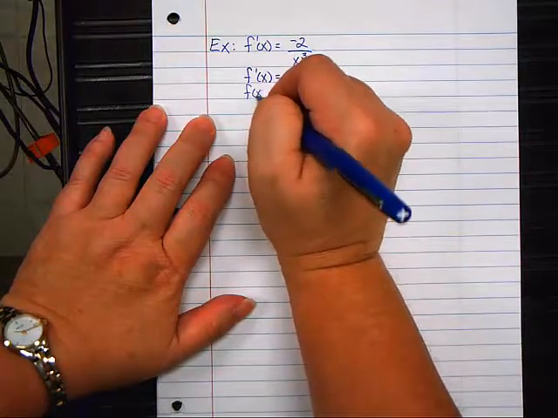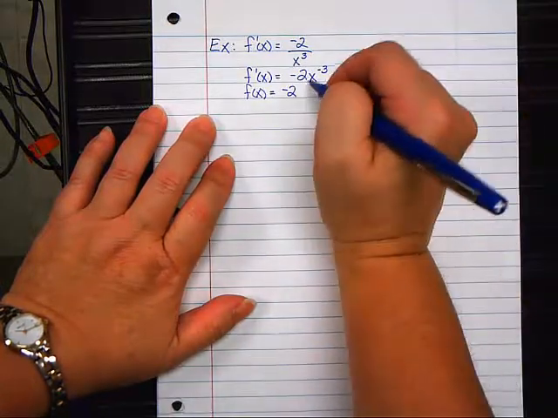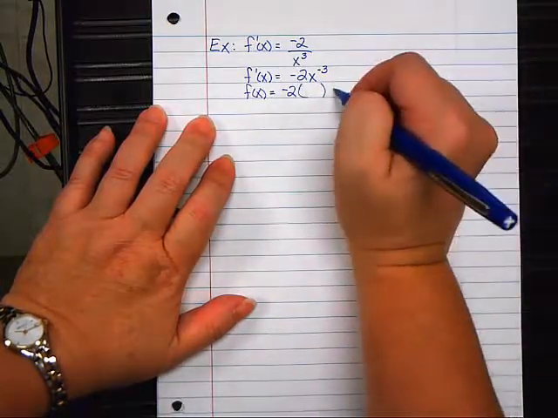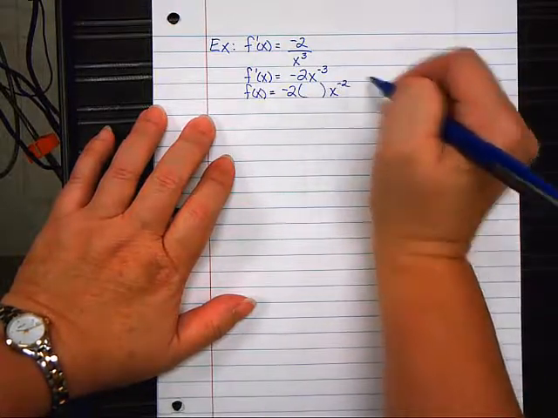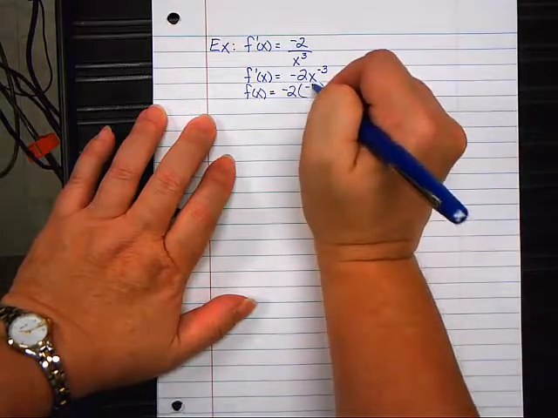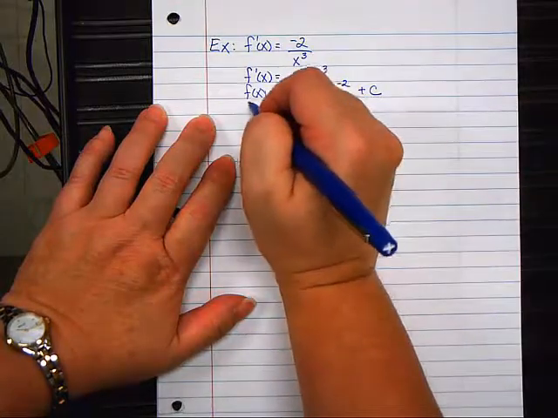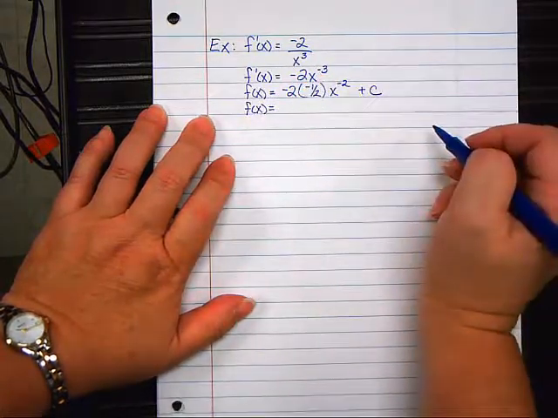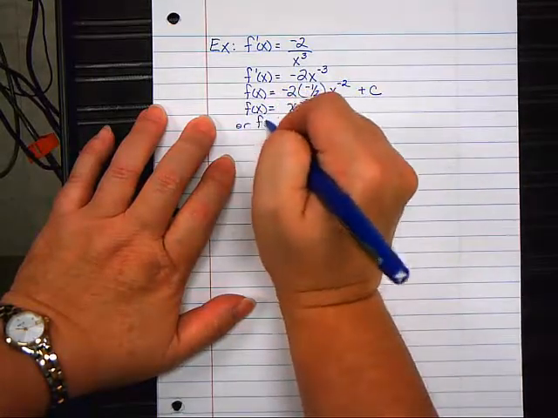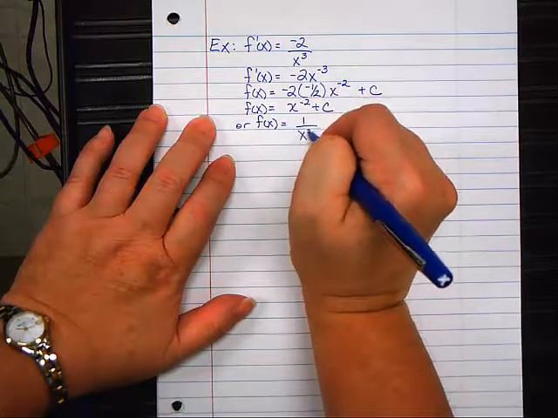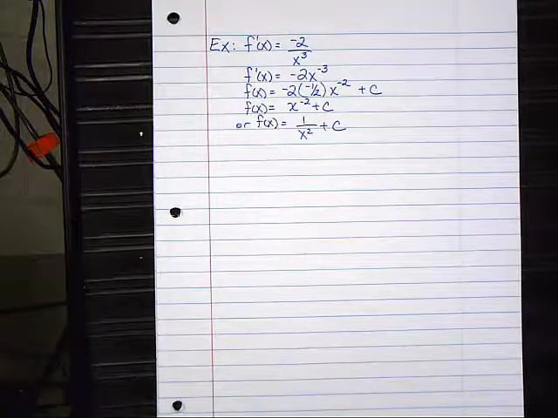Okay, so now the original function, the negative 2 sits there, parentheses. What power does x become? Be careful. Negative 2. What goes in the parentheses? Negative 1/2 plus c. So the original function cleans up to be just x to the negative 2 plus c, or you can write it as 1 over x squared plus c. Either way. That answer on the back would probably be the second one.